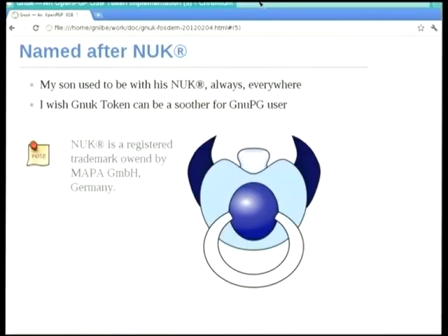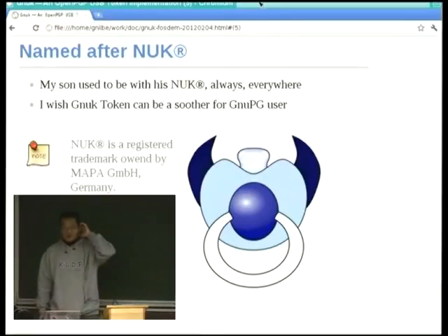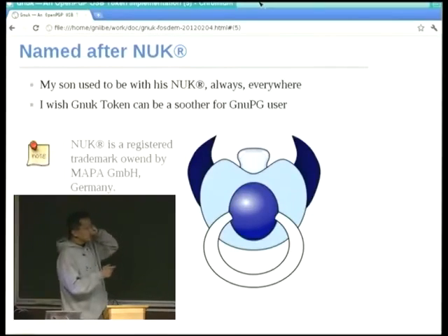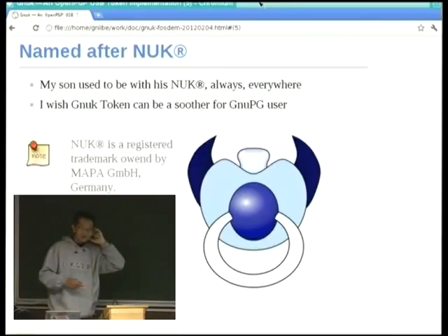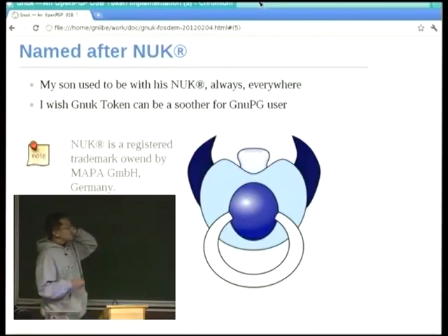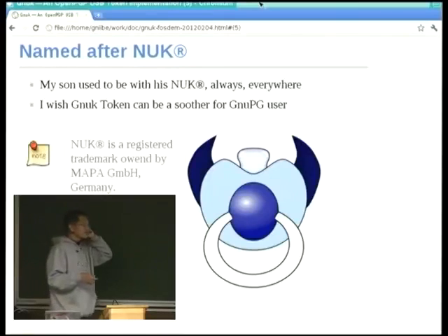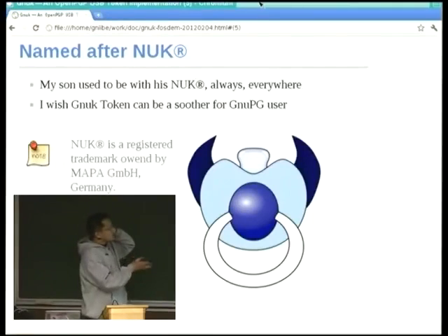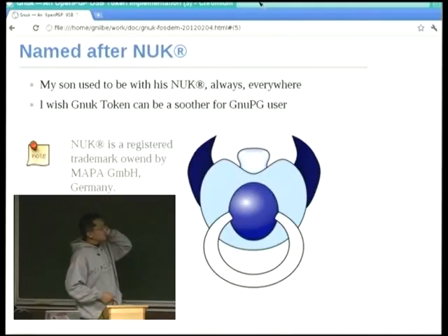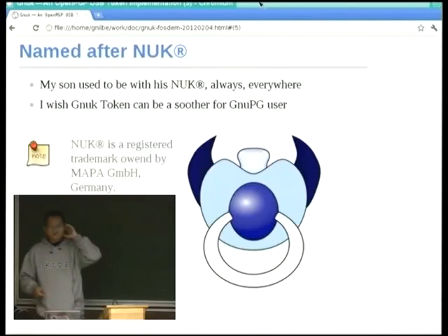And yes, I will explain about the name Gnuk. Gnuk is famous in Japan as a soother for babies. When I developed this project 2 or 3 years ago, my son was 1 year old or so, and my son used to be with his Gnuk everywhere, always. So I named my project Gnuk, so that the Gnuk token can be a soother for GnuPG users here.